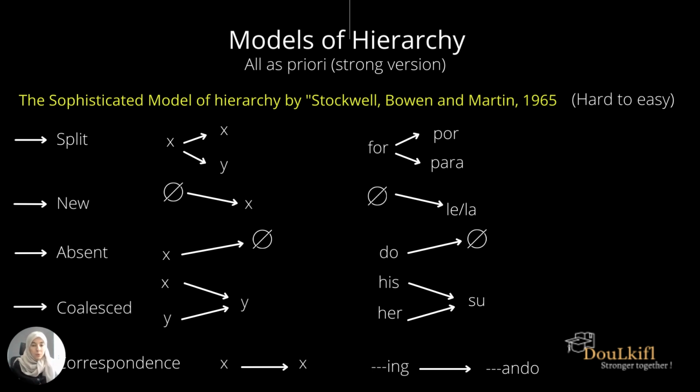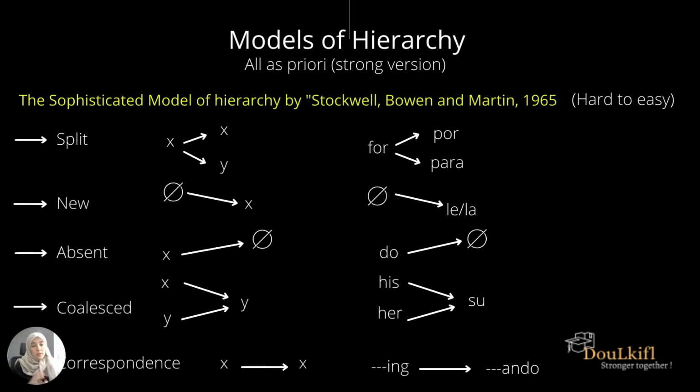They moved from hard to easy. So they started with split. Split is when you have 1 item in your native language that will become 2 items in the target language, like for in English, por and para in Spanish. And then new is when there is no item in your native language, and there is a representation of that in the target language. Like in English, we don't have le, la that exist in French.